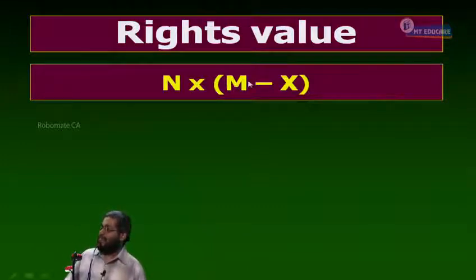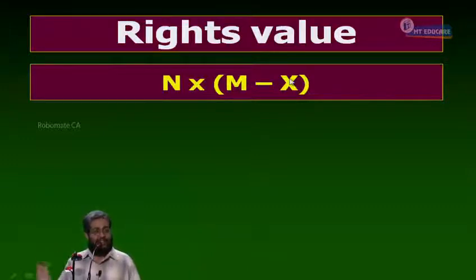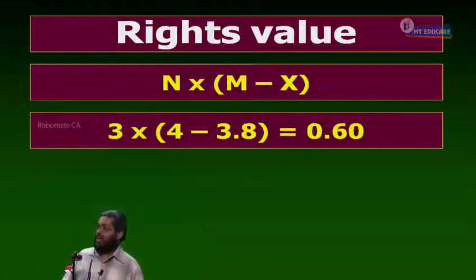What is M? Market price of the share before rights. What is X? X rights price. So tell me what is the market price before rights? 4. What is X rights price? 3.8. 4 minus 3.8 gives you 0.2. Into N means what? Whole number of shares. How many shares are there? 3 shares. I get 3 into 4 minus 3.8. Gives how much? 0.6. One way of finding out.